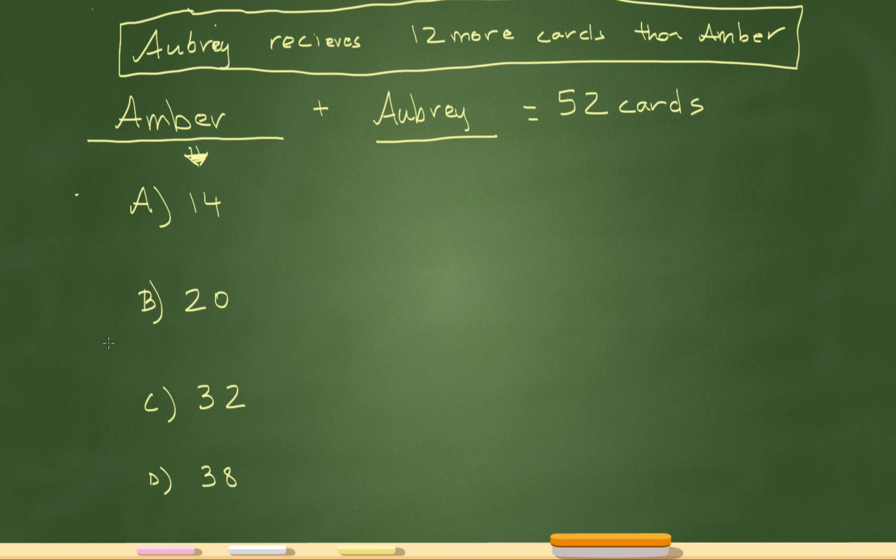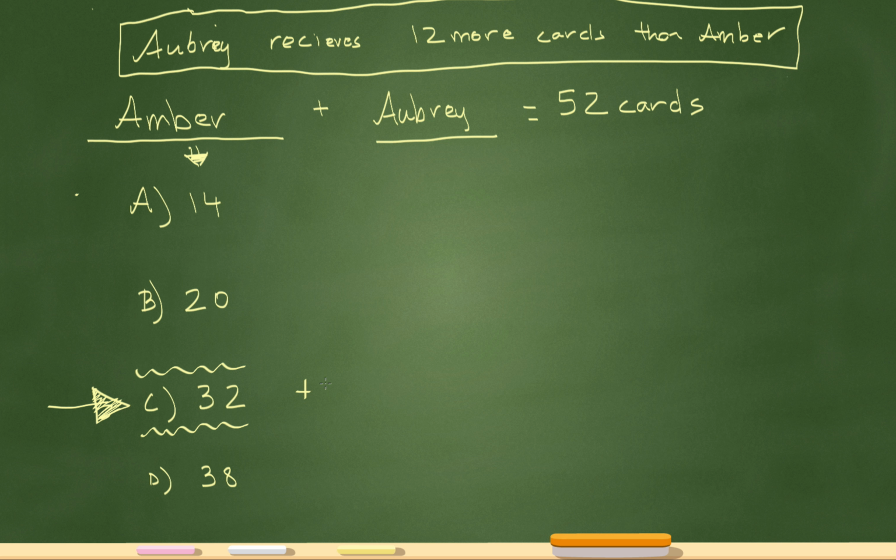So what I'm going to do is make an assumption. I'll start off with any random answer choice, so I'll start off with C, 32. There's no reason why I picked this. I kind of like starting off with the middle, so you start off with either B or C, and I'll tell you in a little bit why. So let's for a second pretend as if Amber has 32 cards.